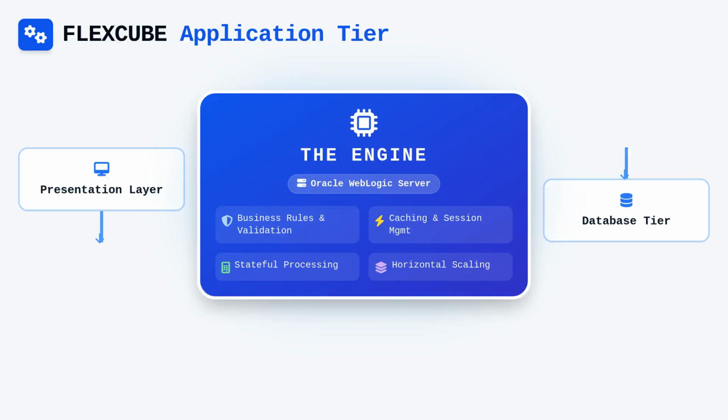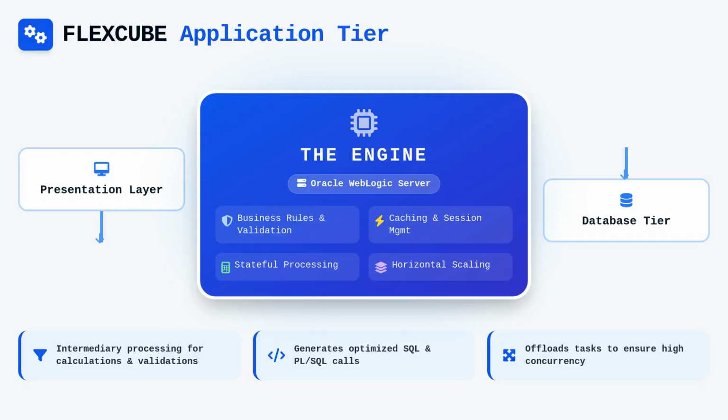When a customer initiates a transaction, the application tier validates the request against the core banking parameters and then generates the SQL or PL/SQL calls required for the database. By offloading these tasks from the client and the database, the system gains the ability to scale horizontally, allowing us to add more application servers as transaction volume increases.